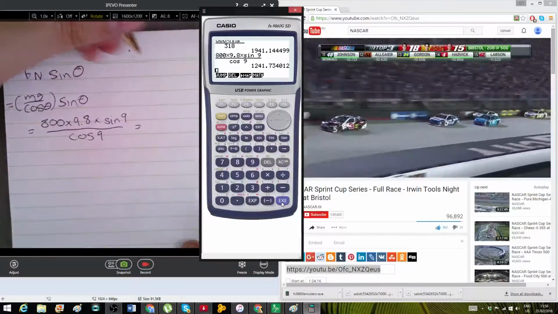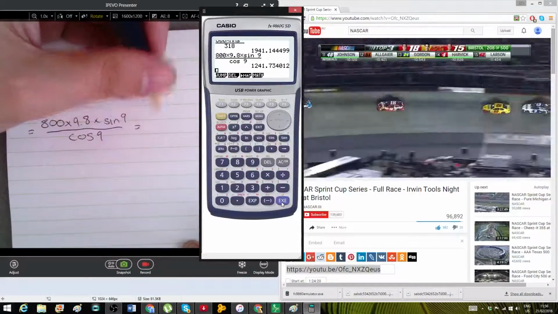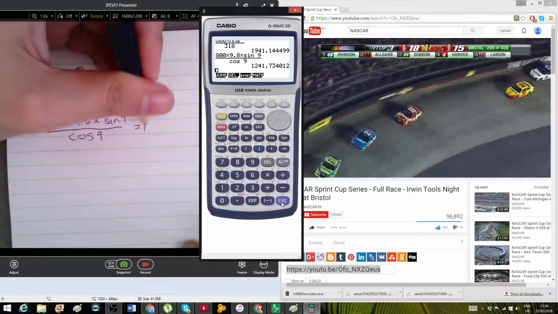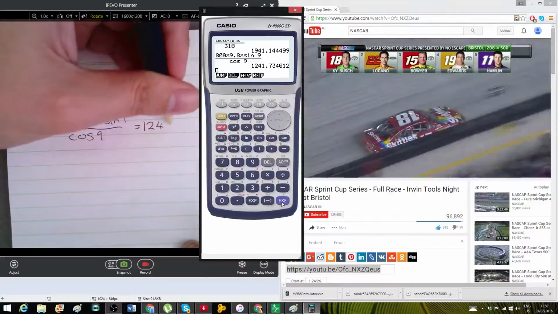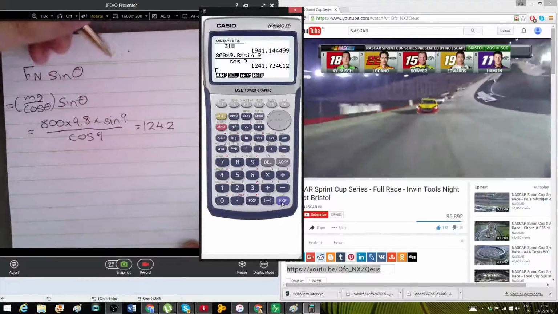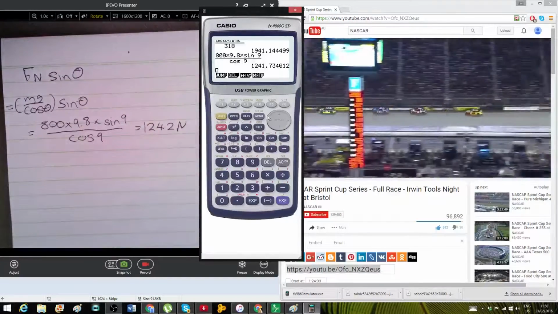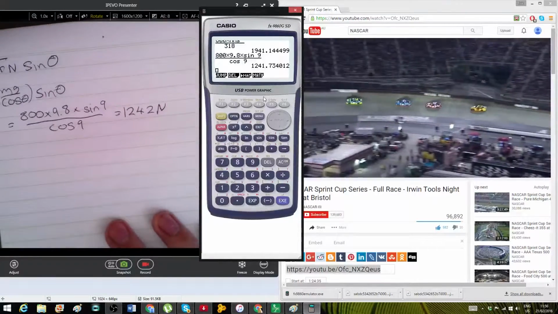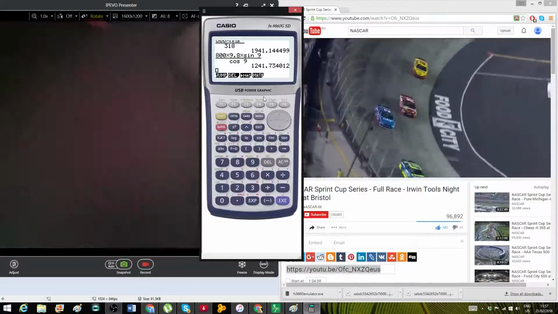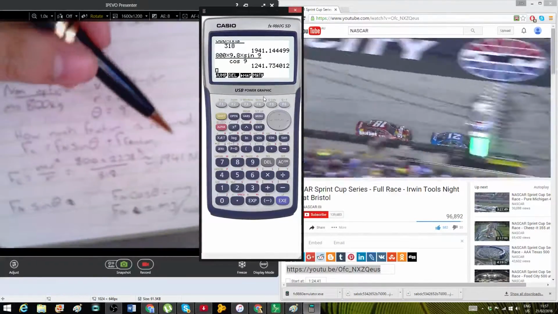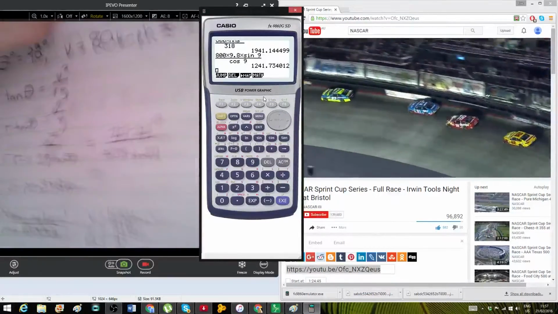So we get this. Rounding to 4 figures, we get 1,242 newtons. Now let's compare that. That's how much the banking is giving you. What we had over here was how much you actually need in total. If we just subtract those two, we'll have the answer we need.